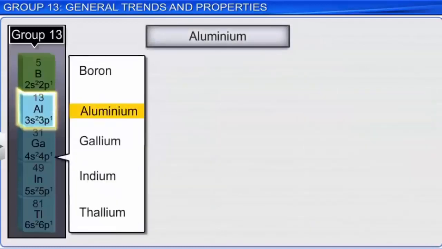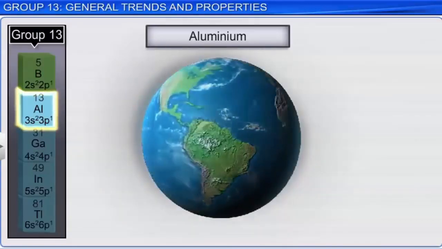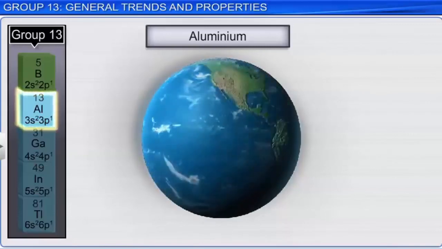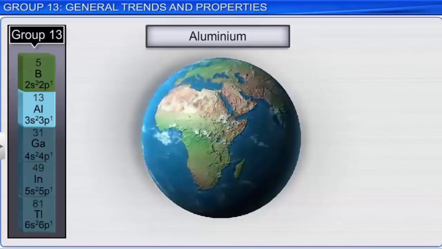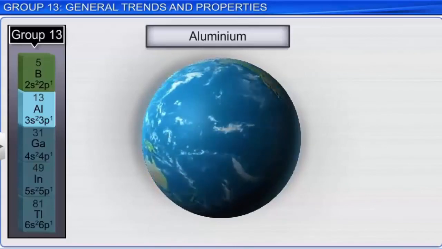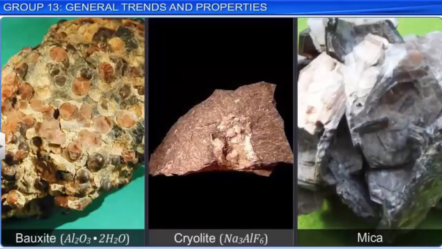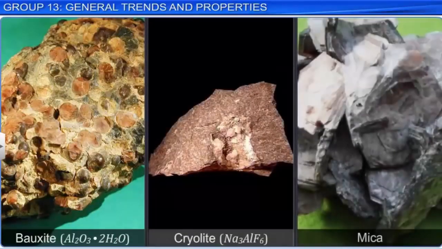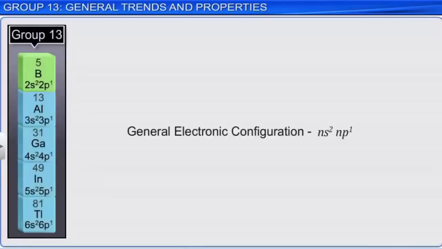Aluminium is a metal, although it has many chemical similarities with boron. It is the third most abundant element and the most abundant metal in the Earth's crust, contributing 8.3% by mass. Important minerals of aluminium include bauxite, cryolite, and mica. The electron configurations of the group 13 elements all end as ns2 np1.